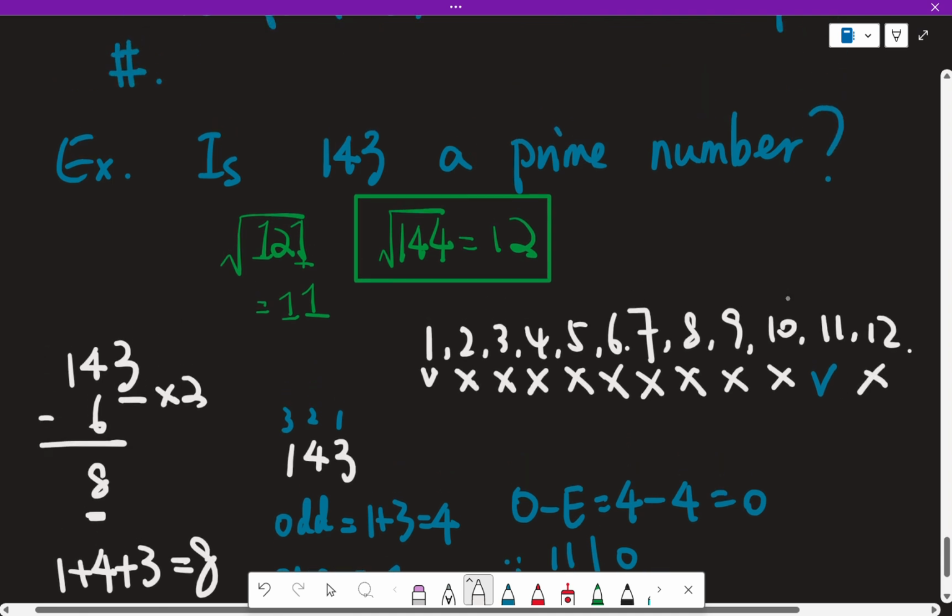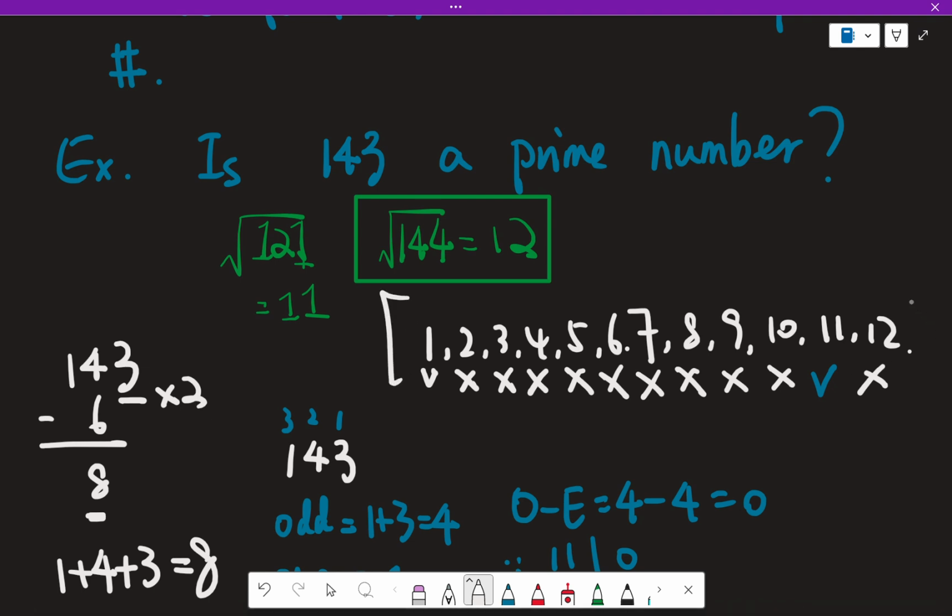So we can see that among the whole numbers that are less than or equal to the nearest square root, which is 12, one of them is actually a factor of 143. So 143 is actually not a prime number. That's how we decide.